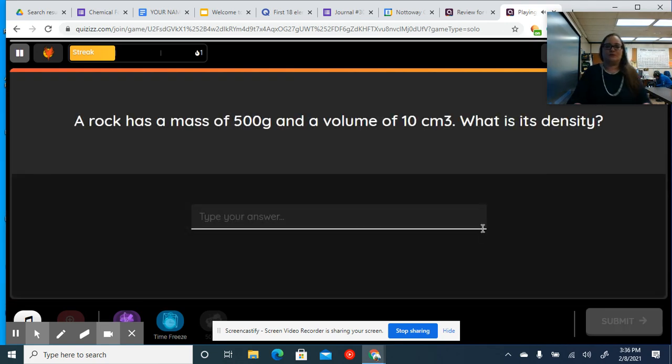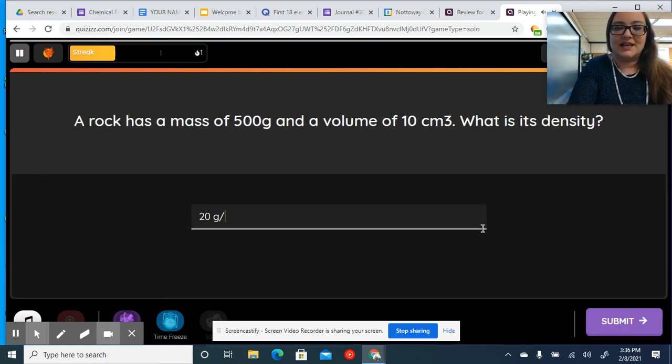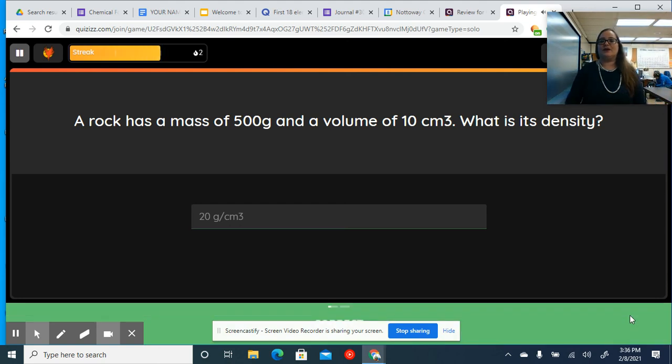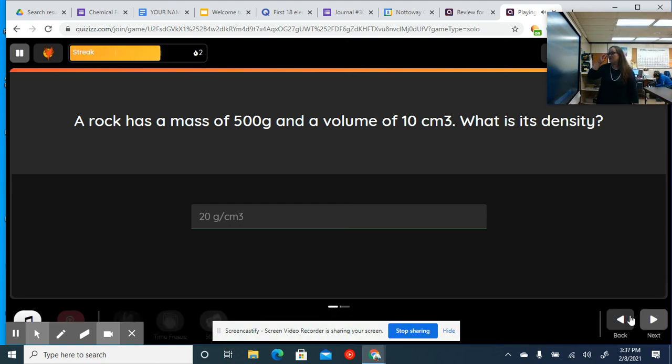Okay, so know that this isn't correct. It's actually 50, and I am going to fix it. I just put in the wrong answer in the answer key.